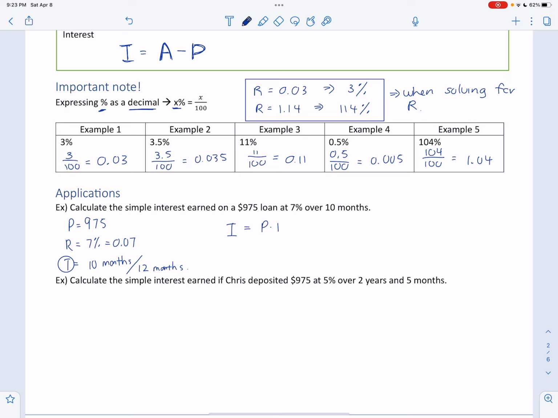So P times R times T: 975 times 0.07 times 10 out of 12 months. That is super important, 10 out of 12. So if you typed all this into your calculator, you would get $56.88, just to round up.